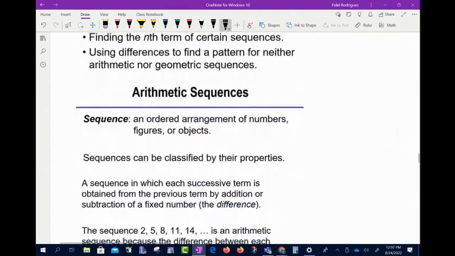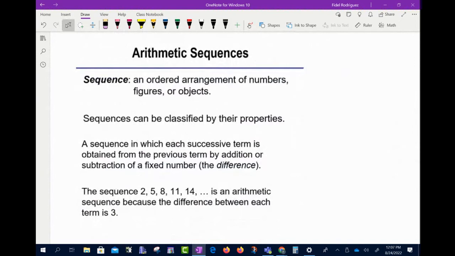So the first thing we're going to talk about are these things called arithmetic sequences. So arithmetic sequences are sequences that are ordered in arrangement of numbers, figures, or objects. They can be classified by their properties. And it says a sequence in which each successive term is obtained from the previous term by addition or subtraction of a fixed number. So let's take a look at the example that we have here. It says the sequence 2, 5, 8, 11, 14, so on and so forth is called an arithmetic sequence because the difference between each term is 3.